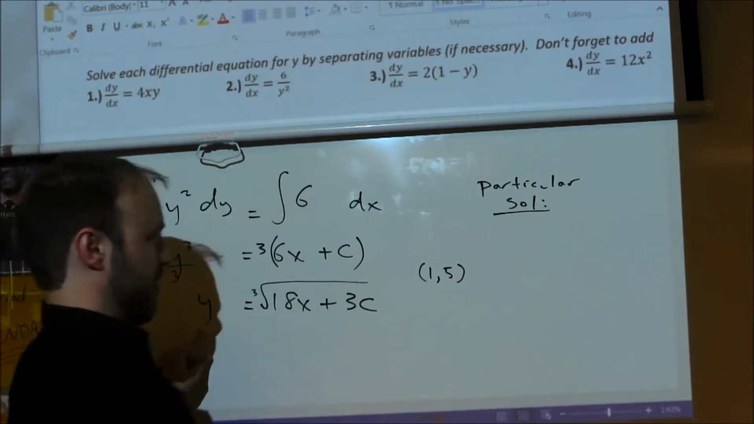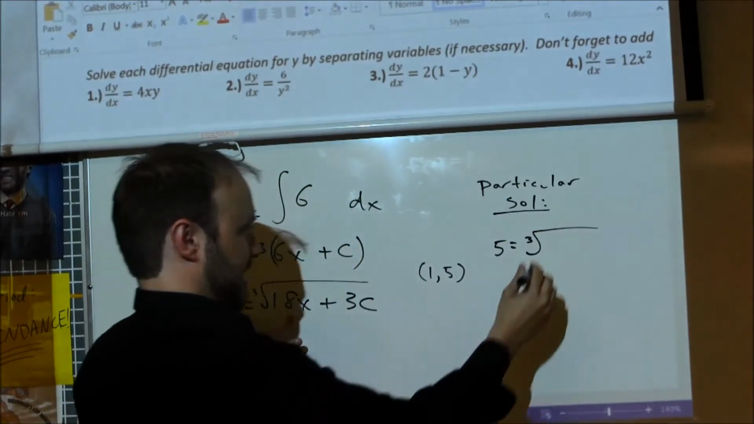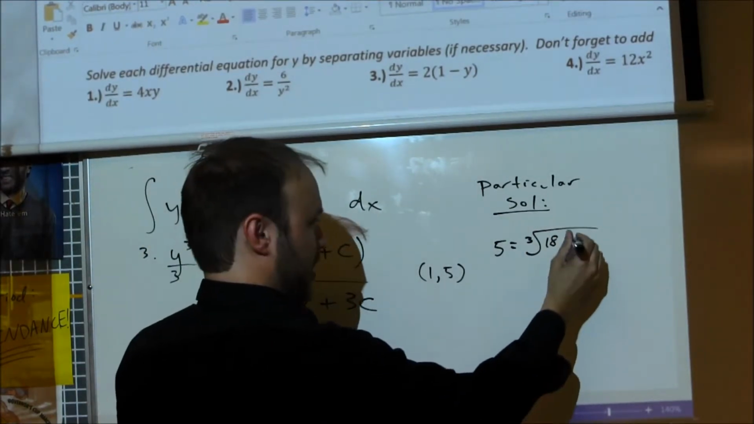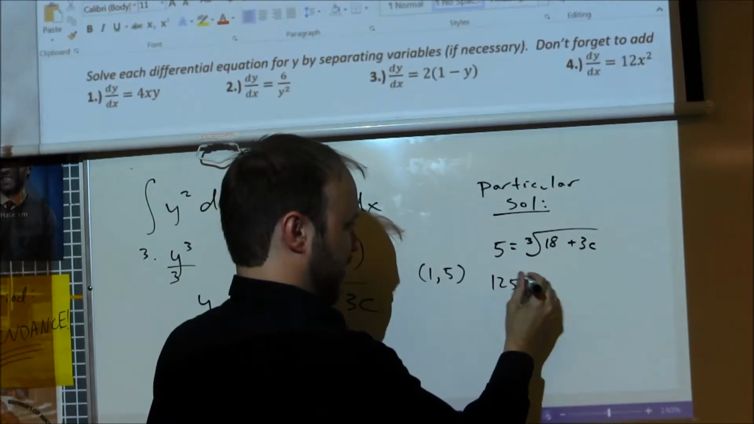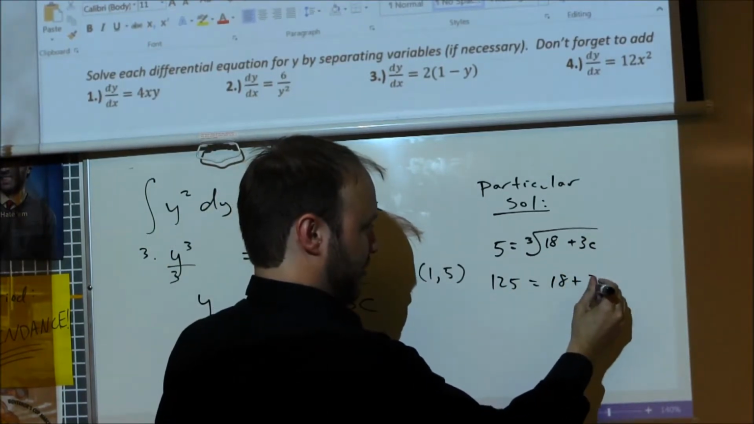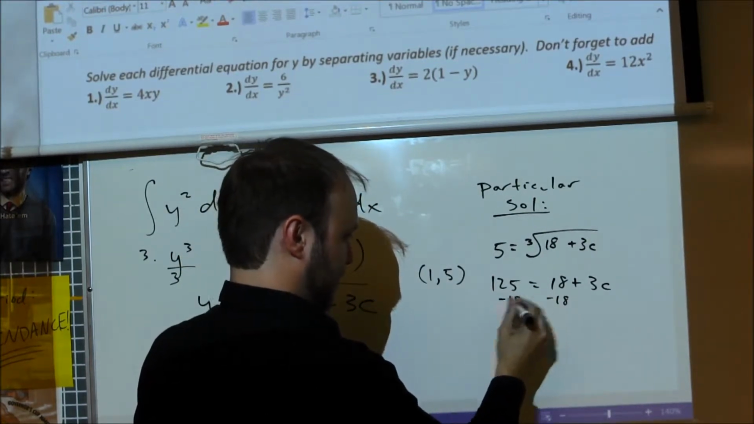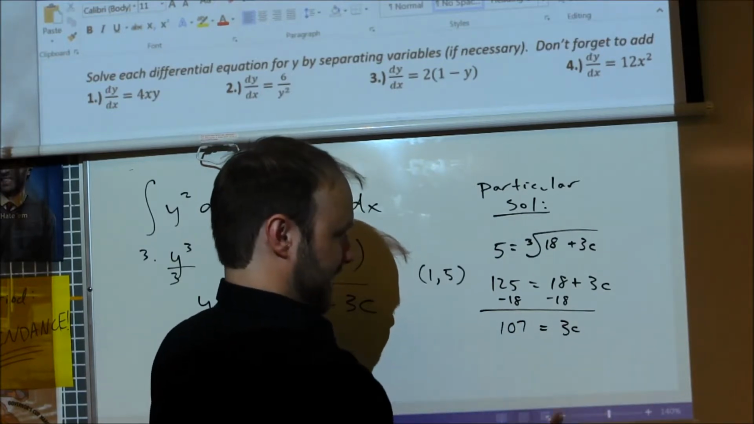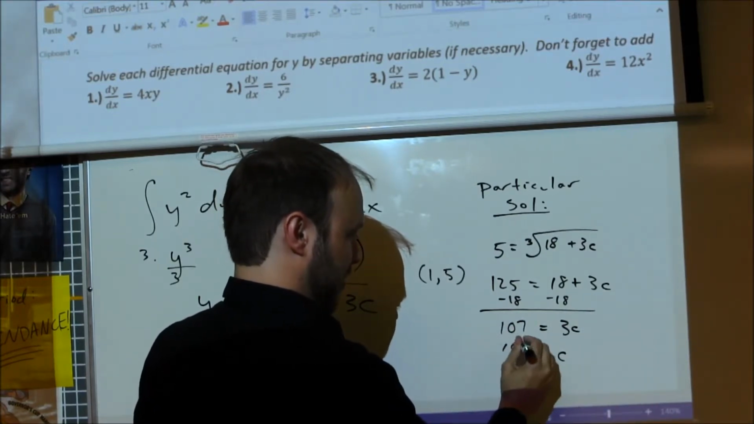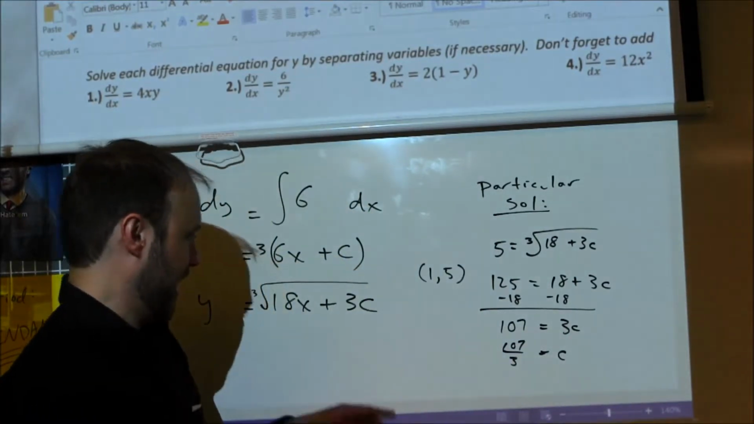So I have to get 5 by taking the cube root of 18 times 1, which is just 18, plus 3c. I could cube both sides. I get 125 is equal to 18 plus 3c. I can subtract 18 from both sides. Looks like that's 107 is equal to 3c. C would be equal to 107 over 3. And you would just substitute that back in for your c.